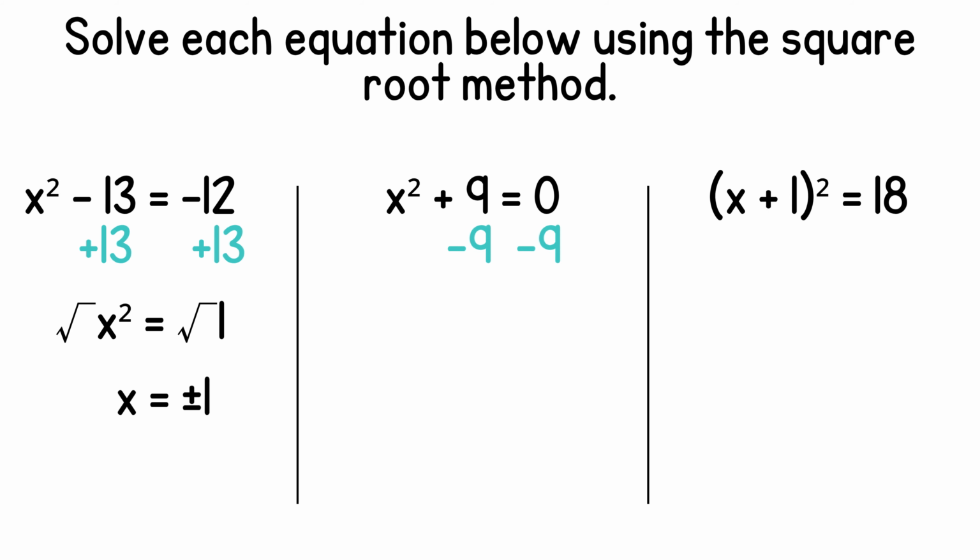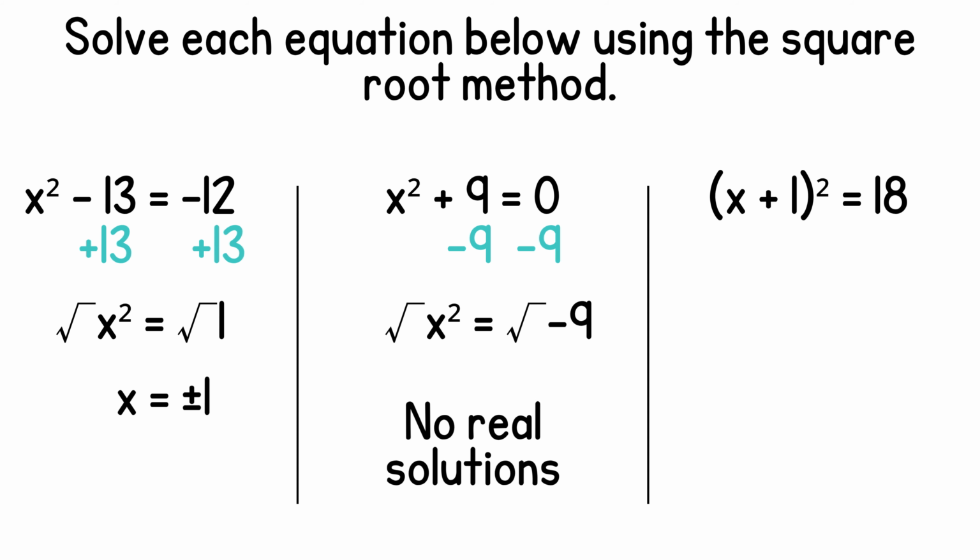Now let's look at our next equation. We'll start by subtracting the 9 from each side so we can get our square term by itself. This gives us x squared is equal to negative 9. And then we'll take the square root of each side. But when we look at the negative 9, anytime we take a square root of a negative, we'll end up with no real solutions because there's no value that when we square it will give us a negative. So now let's look at our last equation.